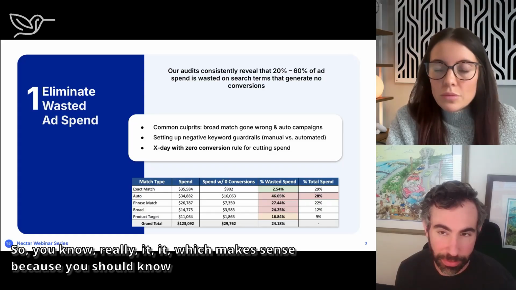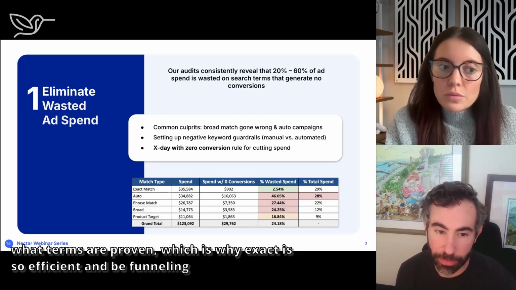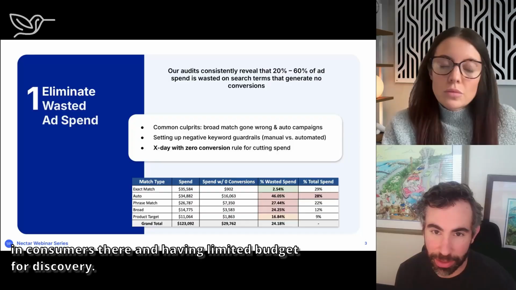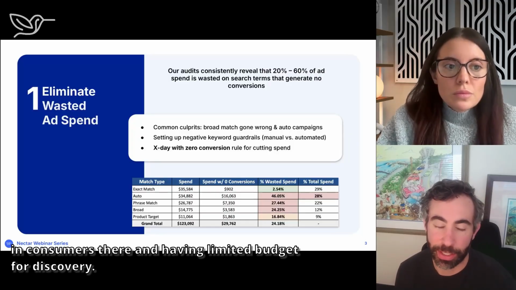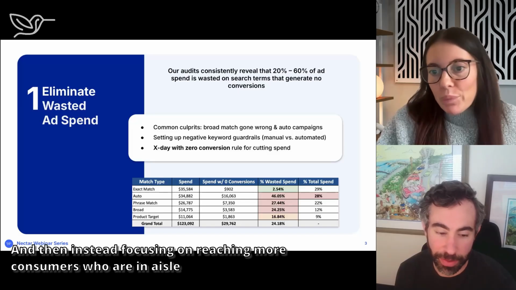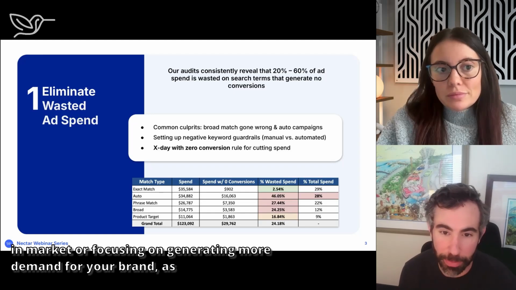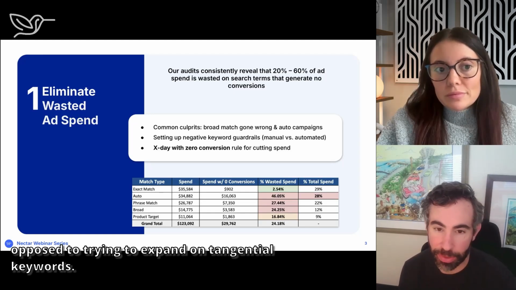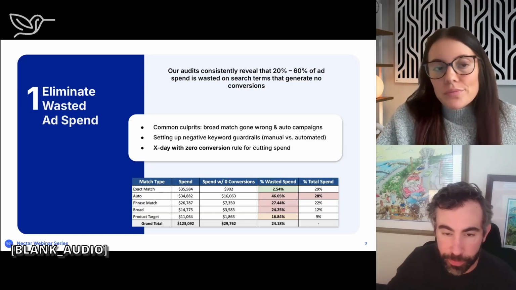Really, which makes sense because you should know what terms are proven, which is why Exact is so efficient. You'd be funneling in consumers there and having limited budget for discovery, and then instead focusing on reaching more consumers who are in aisle, in market, or focusing on generating more demand for your brand, as opposed to trying to expand on tangential keywords.